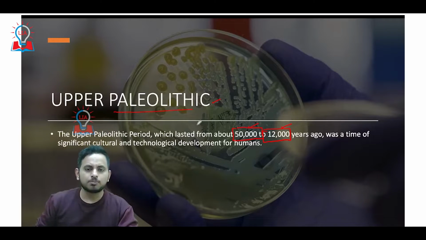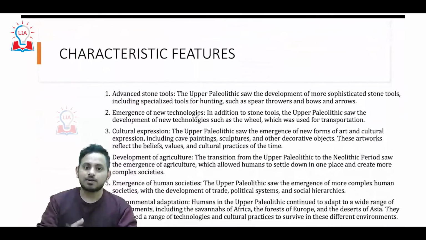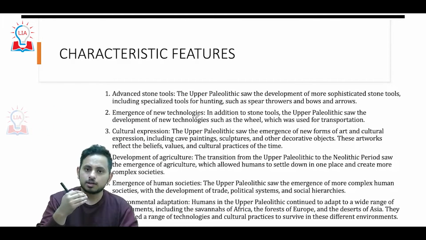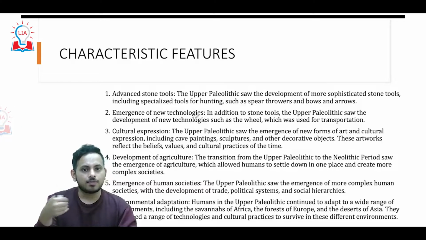So this is the upper Paleolithic period. As we have seen the characteristic features, if we study the characteristic features of the upper Paleolithic also, then you will be in a much better position to differentiate between the lower and the upper Paleolithic.